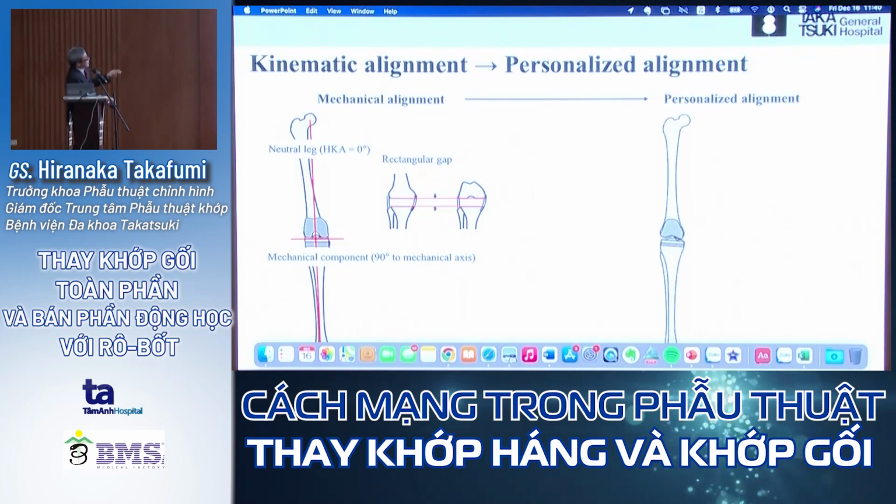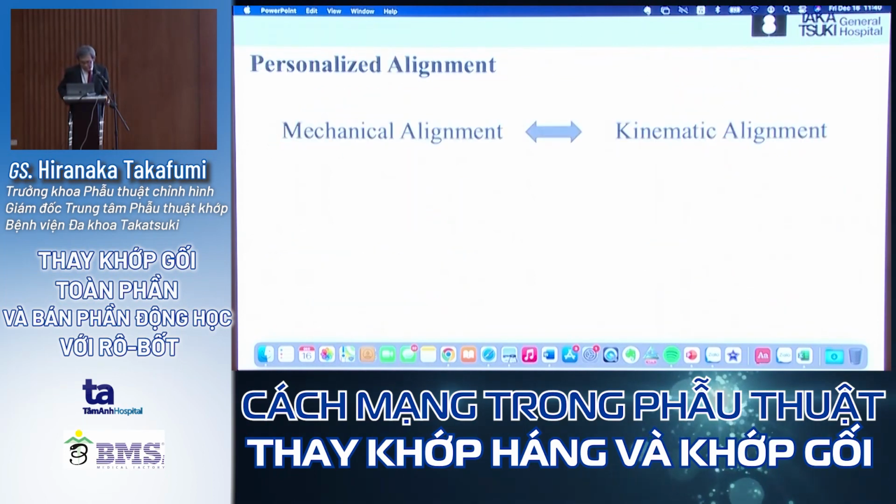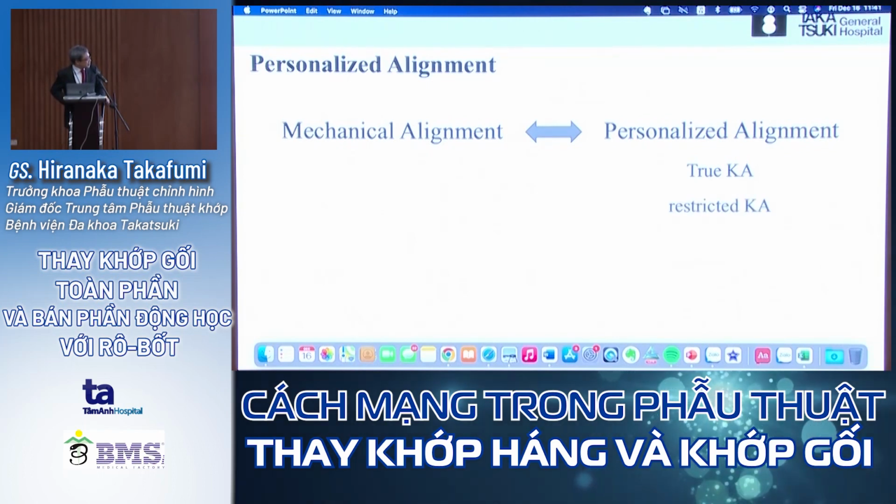But the personalized alignment respects the patient-specific leg alignment, patient-specific joint line, and patient-specific joint gap, especially the flexion gap. The lateral flexion gap is looser than the medial side in most patients. So mechanical alignment is a one-size-fits-all, systematic approach, aiming at a single goal. But the goal is different in this personalized alignment approach. So personalized alignment includes true kinematic, restricted kinematic, functional alignment, inverse KA, and adjusted MA.